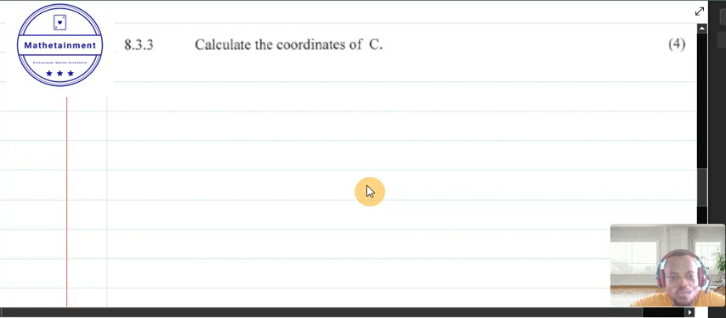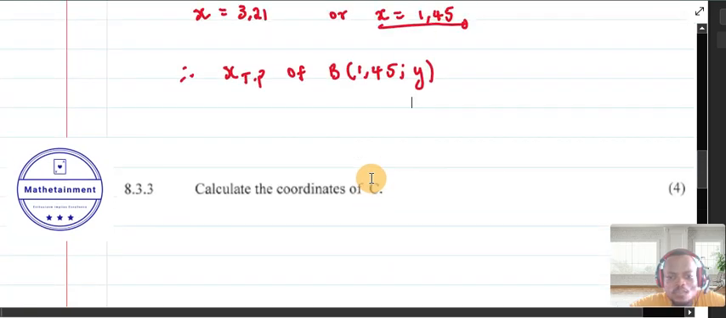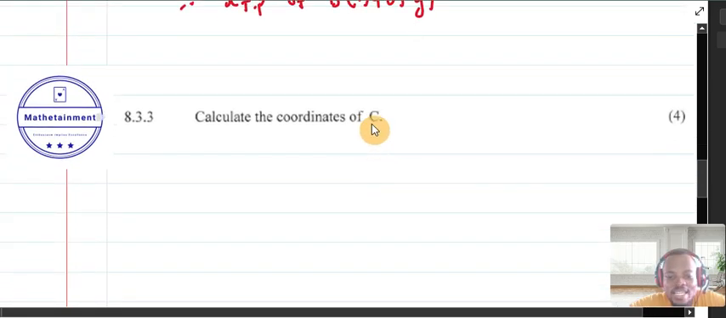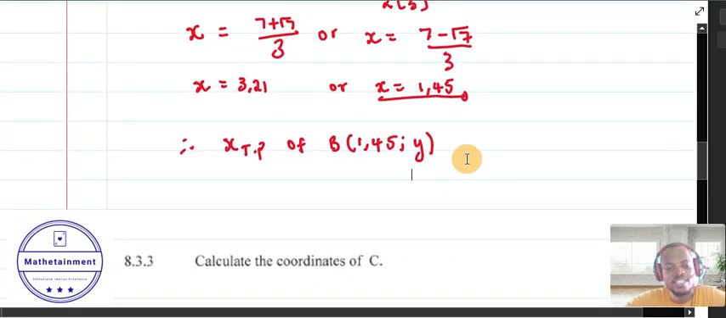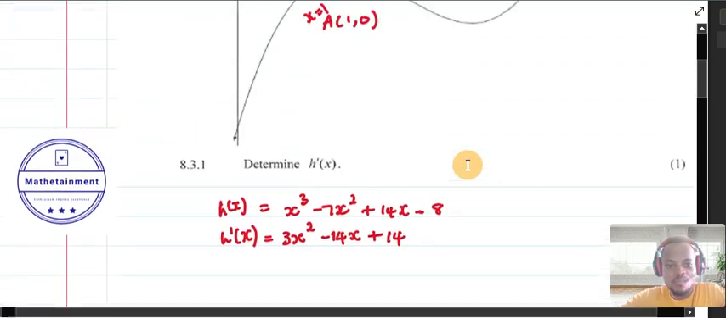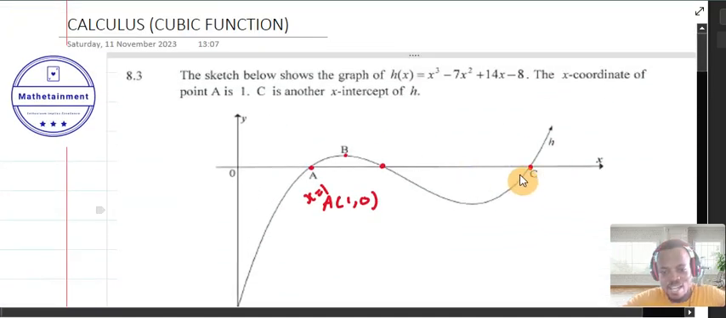Moving to the second one. Here we are required to determine the coordinate. We are required to calculate the coordinate of c. If they speak of coordinate, that means they want us to find the x value and the y value. Here, c is the x-intercept of a cubic function, but we know that x equal to 1 is one of the factors that makes this one equal to 0. How does it make it equal to 0? If you plug 1 here, you will get 0.